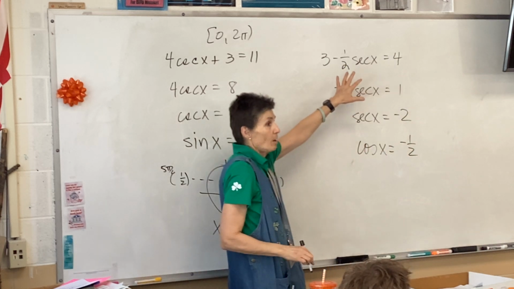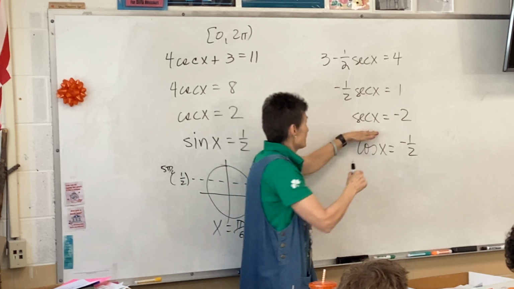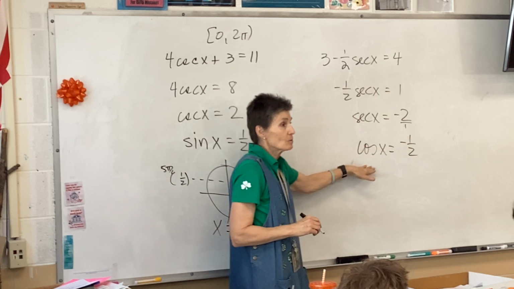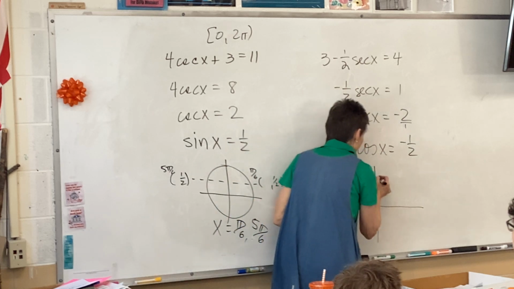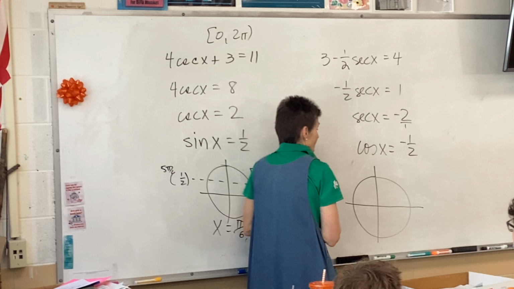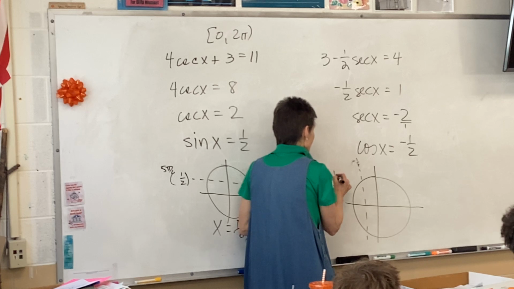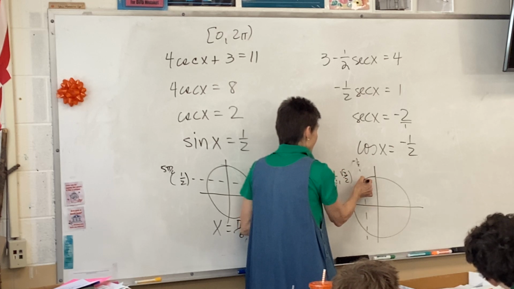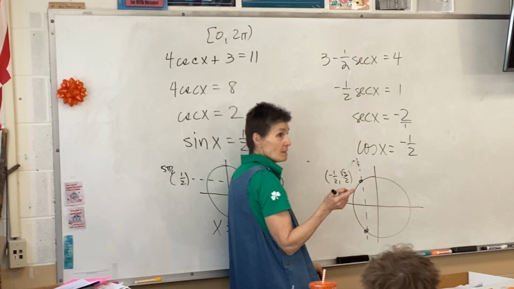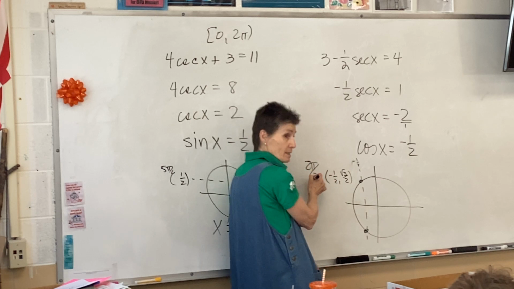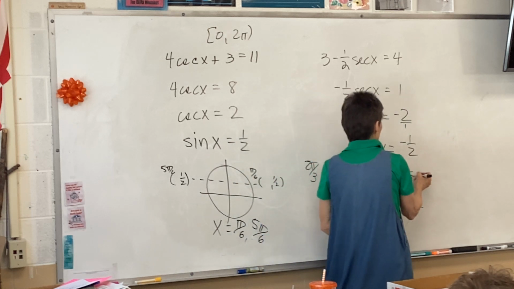The problem is a secant problem. I go ahead and solve for the secant, just like I would solve for anything else. But if the secant is -2/1, then the cosine has to be -1/2. So somewhere on the unit circle, the cosine is -1/2, that's x. And if x is -1/2, then how big's that angle gotta be? Pi over 3, but it's in quadrant 2, so 2 pi over 3, and 4 pi over 3. And those are our answers.